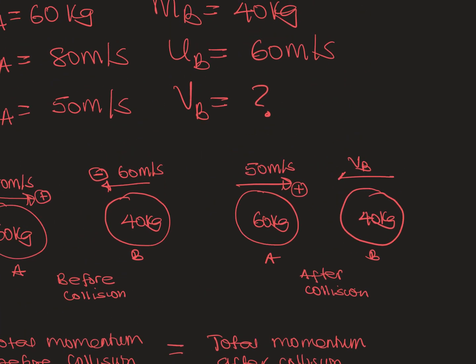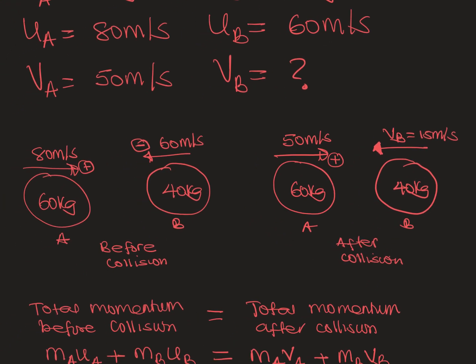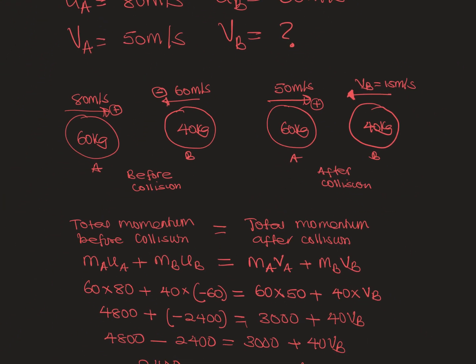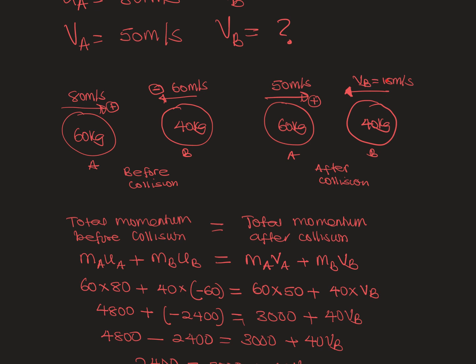So we can indicate our arrow like this. That is, the final velocity of B is 15 meters per second. So it means that B has also maintained its direction because it was moving initially towards the left. We got a negative value for V, which means it is also maintaining its direction after the collision.